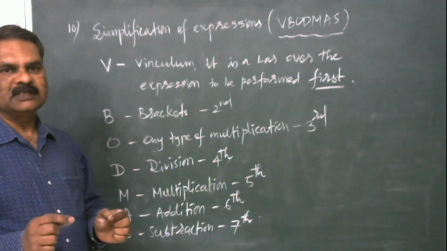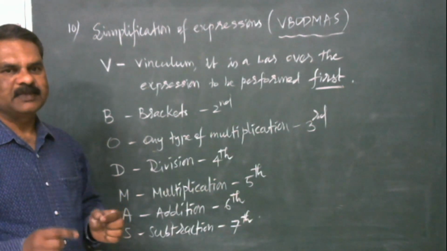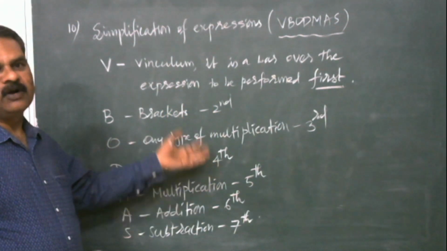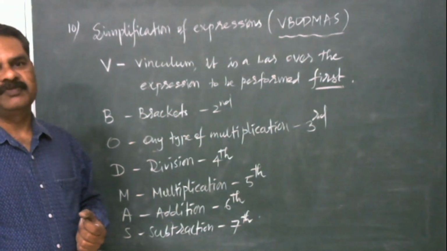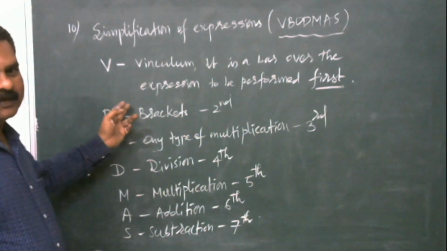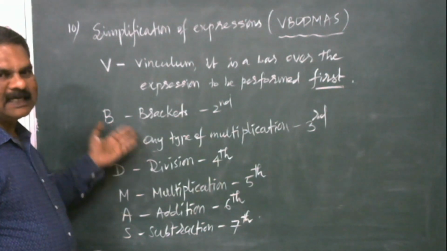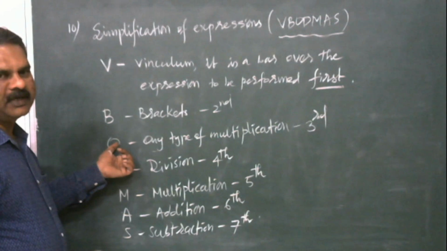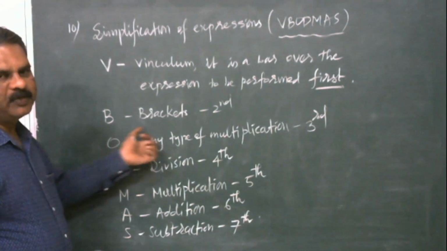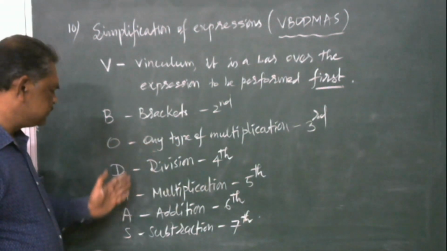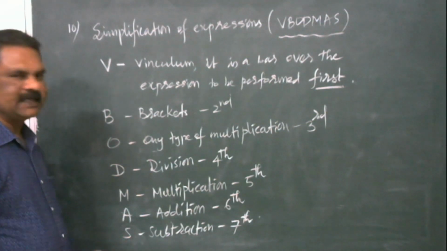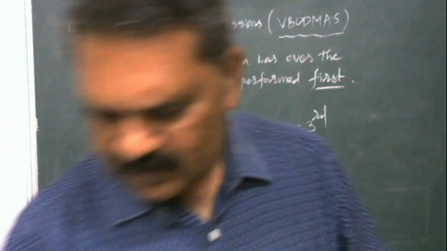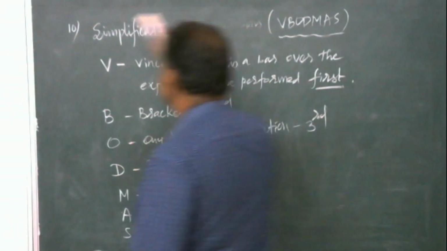So VBODMAS helps us to simplify the expressions by performing the operations in order. Which operation is to be performed first? Vinculum. Second, whatever the expression is in the bracket, that is to be performed second. Then next, of, one type of multiplication, that is to be performed third. Then division fourth, multiplication fifth, addition, subtraction. So for that purpose only we need to remember VBODMAS. So let me take one example.